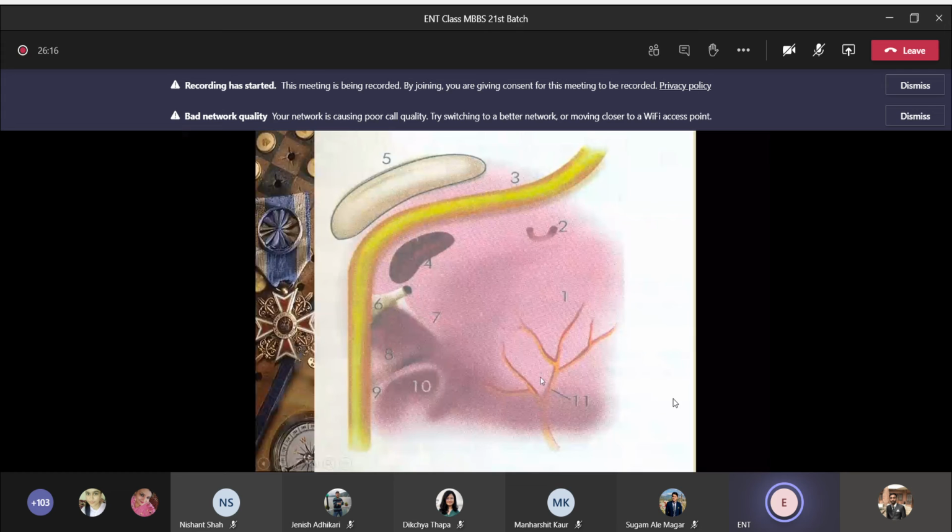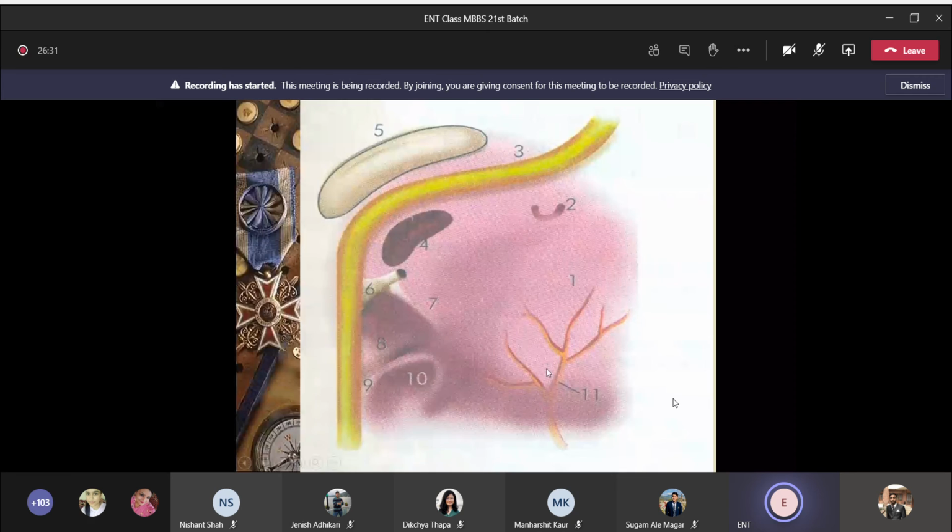See, this is the nasopharynx, this is the ear, this is the anterior part of the middle ear cavity, and this is the eustachian tube. It opens into the nasopharynx. Here the lateral part is bony, but the medial part is cartilaginous. And it helps to aerate the middle ear cavity.